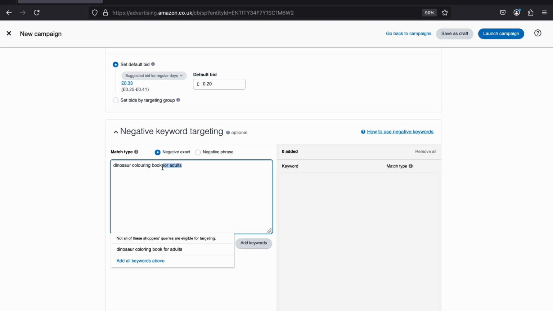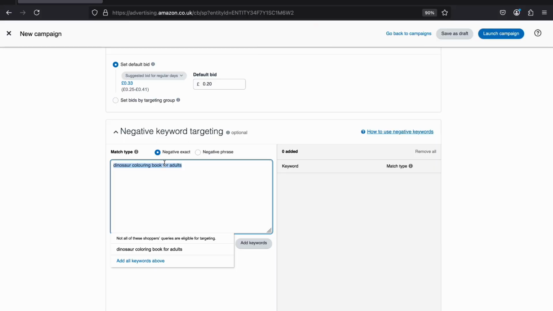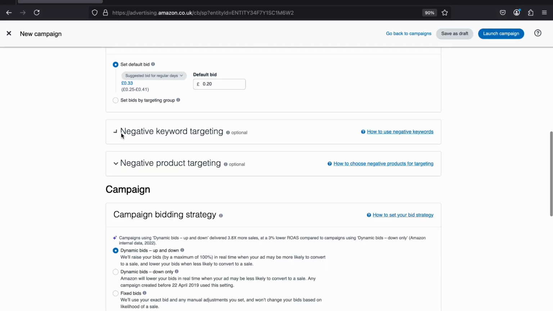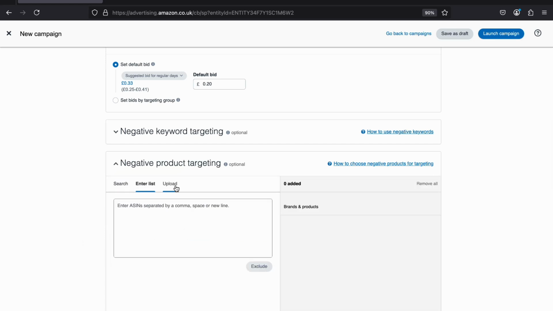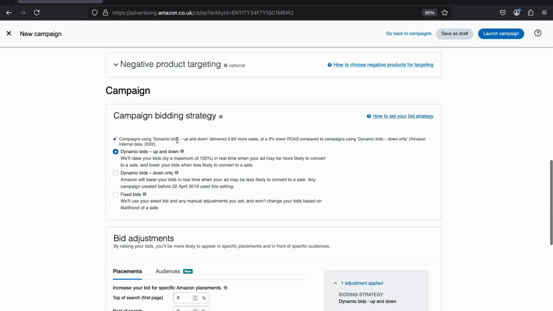Anyone who sees our ad, clicks into it, and they're looking to buy it for themselves or for an adult, they're not going to buy ours, and we're just wasting loads of money. So this is where you can put in keywords or products that you don't want to be targeting against. So your keywords go in there, and then your products go in here. Go ahead and put in the ASINs of the products that you don't want to advertise against. And then you have your campaign bidding strategy.